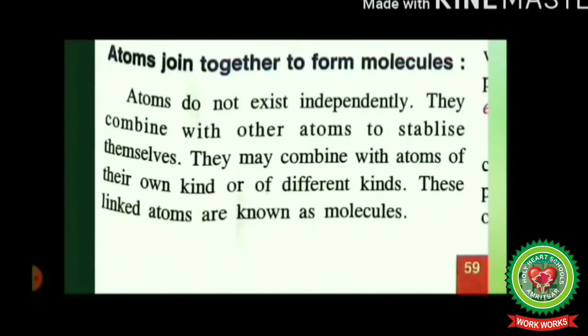Atoms join together to form molecules. Atoms do not exist independently. They combine with other atoms to stabilize themselves, that is, to make them stable. They may combine with atoms of their own kind or of different kinds, and these linked atoms are known as molecules. If they combine with the atoms of their own kind, they form molecules of an element, and if they combine with the atoms of a different kind, they form molecules of a compound.